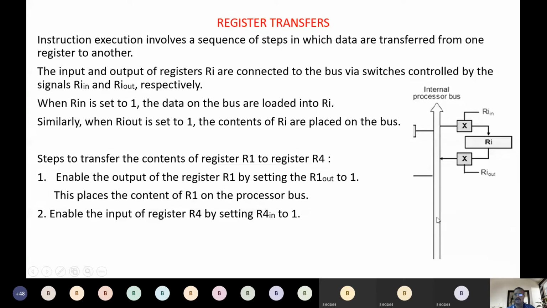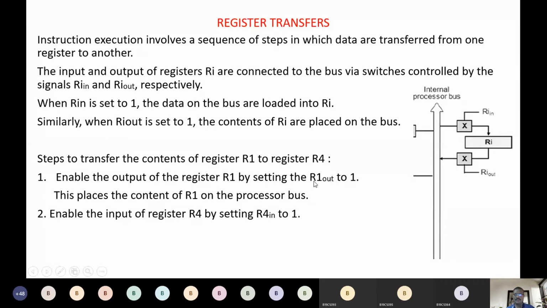Next, the data on the internal processor bus needs to be transferred to R4. So what does it mean? R4 needs to receive the incoming input. That's right, we need to make R4 in 1. Okay, then you are clear with this one. So only two steps.